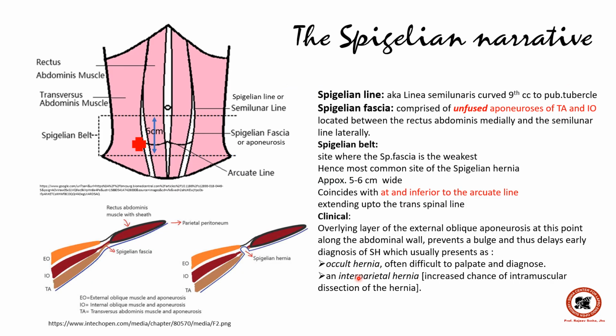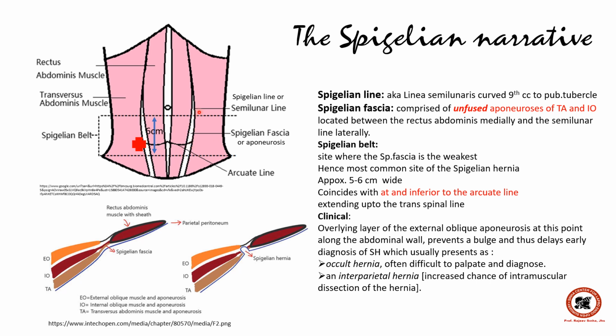Coming to the Spigelian belt, what needs to be remembered is the Spigelian belt. We have already talked about the Spigelian line, also known as the linea semilunaris, and the Spigelian fascia is the unfused aponeurosis of the transverse abdominis and the internal oblique, located between the lateral edge of the rectus abdominis and the semilunar line laterally. Right? So this is the Spigelian fascia. You see the Spigelian fascia out here.